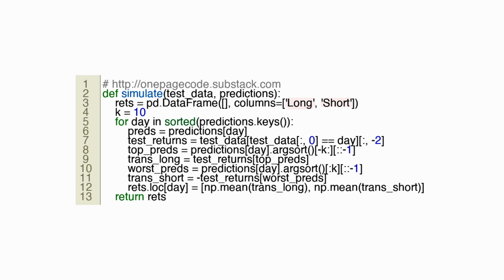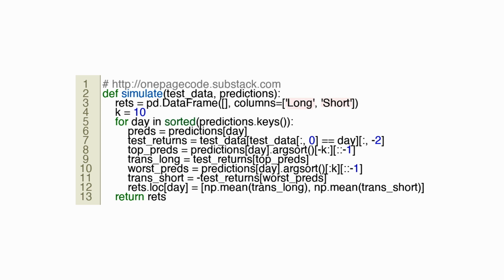The next line finds the top k predictions for that day by using the argsort function, which sorts the predictions in ascending order and returns the indices of the sorted values. Then the minus k notation is used to get the last k values, and the ::-1 notation is used to reverse the order, giving us the top k predictions in descending order. These indices are used to retrieve the corresponding test returns for those predictions and assign them to the variable trans long.